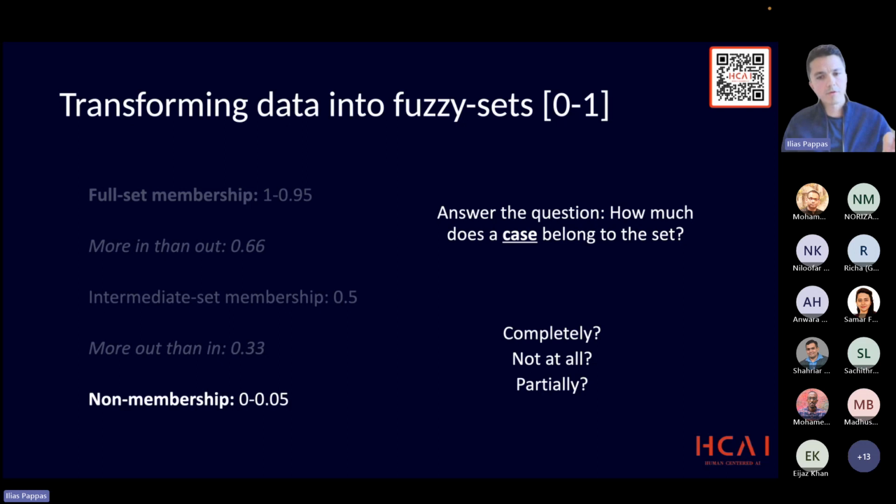Now, the values that I have used here are the values that we typically use as thresholds to tell our software, our tool, that these are the three thresholds: fully in, exactly in the middle, and fully out. Based on these three thresholds, the tool will calibrate all the values for all my cases in my dataset to bring them into the 0 to 1 range.